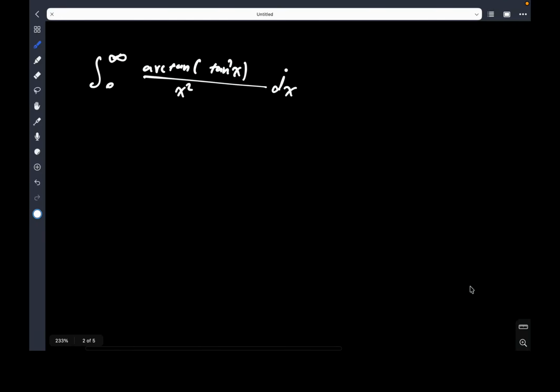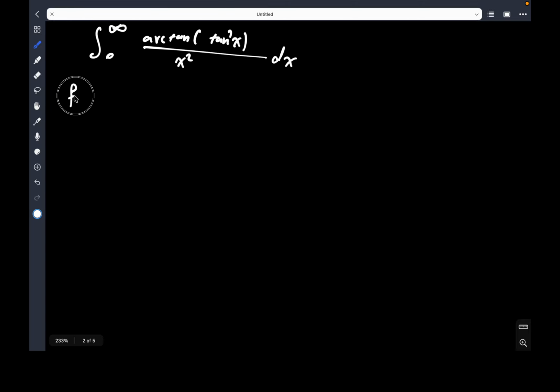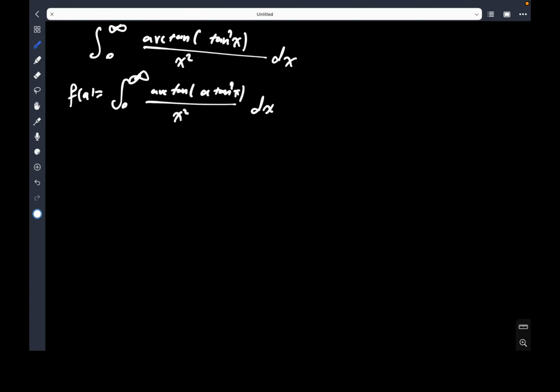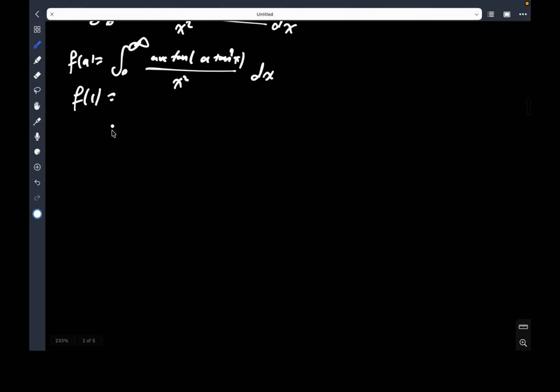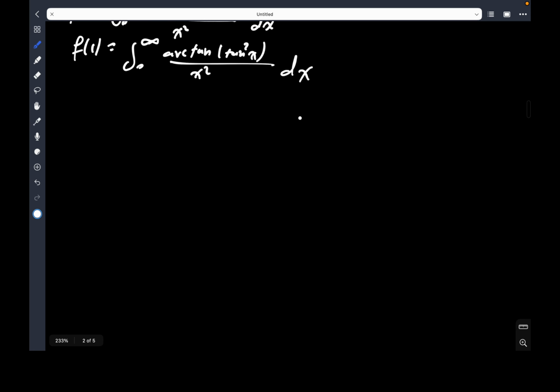In this video we're going to see how we should solve this integral using Feynman's method of integration. So now, first I'm going to define f of a to be this integral from 0 to infinity of arctan of a tan squared x over x squared dx, and if I find f of 1, I'm going to be getting the integral from 0 to infinity of arctan of tan squared x over x squared dx.